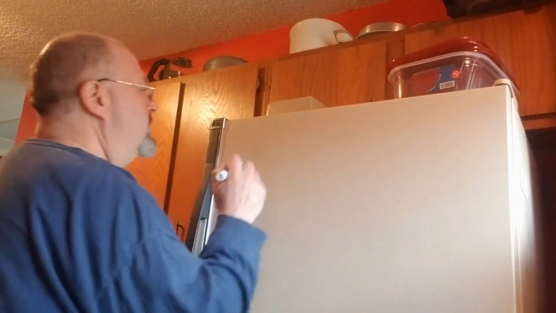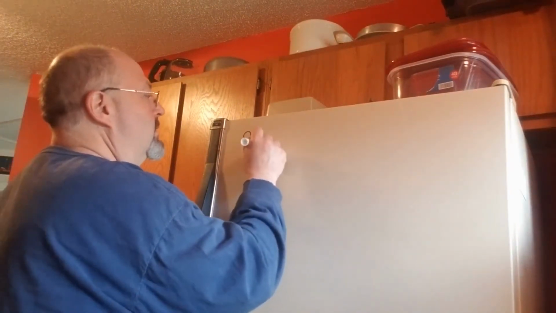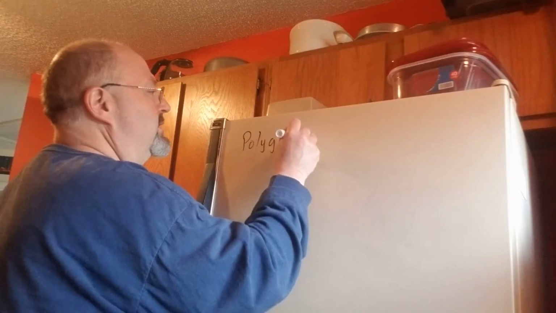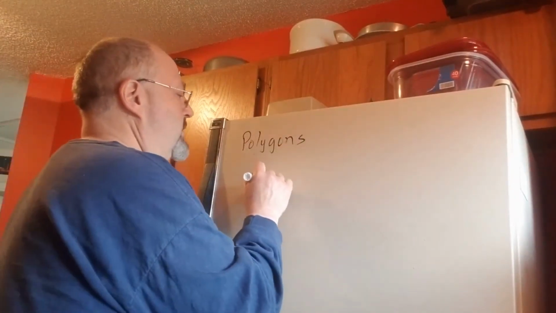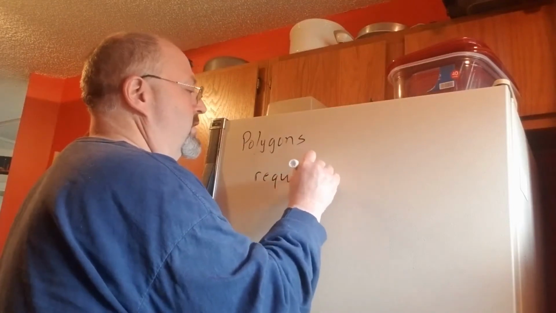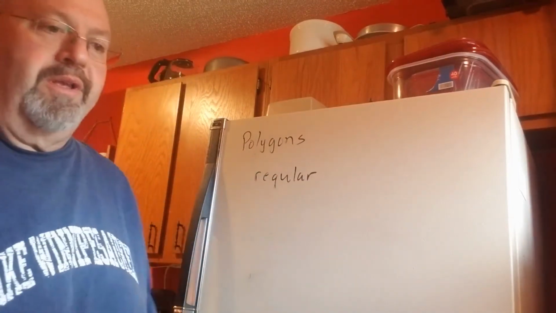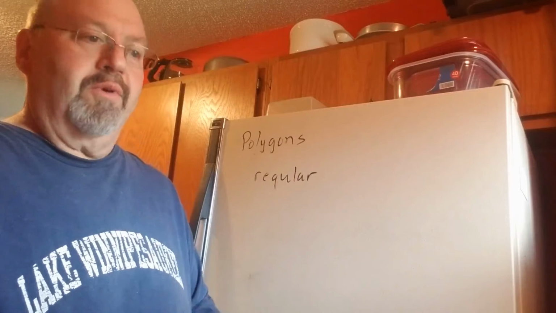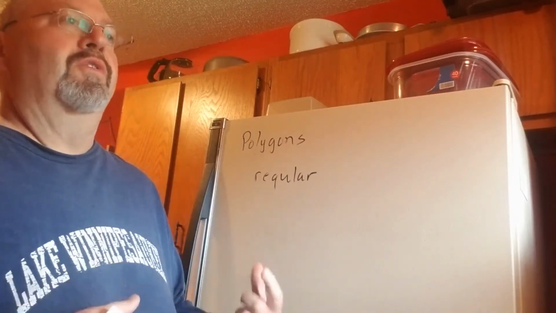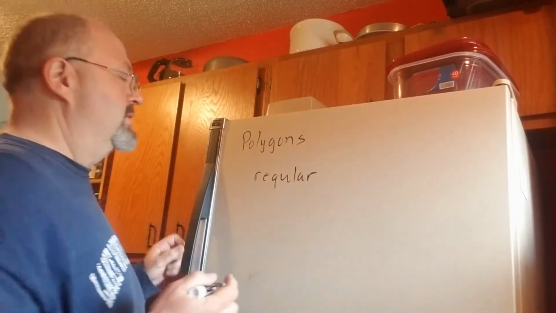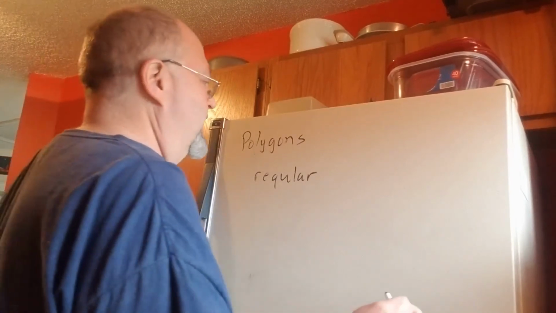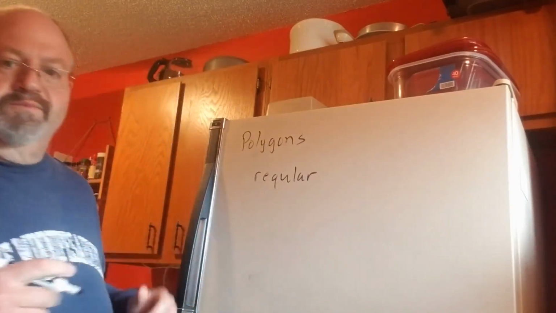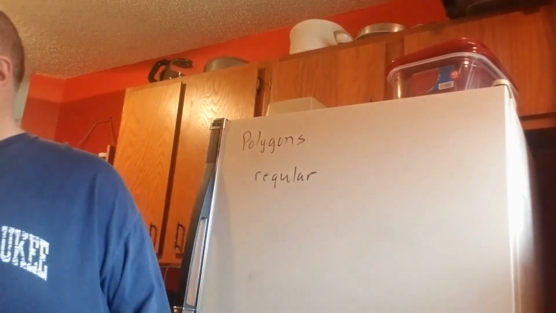Now, the other one we're going to talk about is polygons in general, and specifically regular polygons. Remember, a regular polygon is an equilateral polygon where all the sides are the same length, all the interior angles are the same angle. So a square is a regular polygon. An equilateral triangle is a regular polygon.